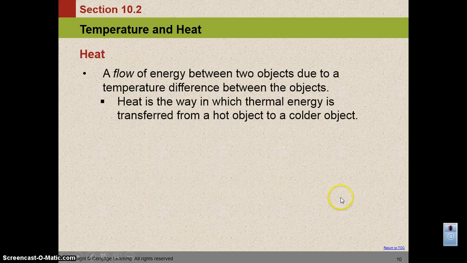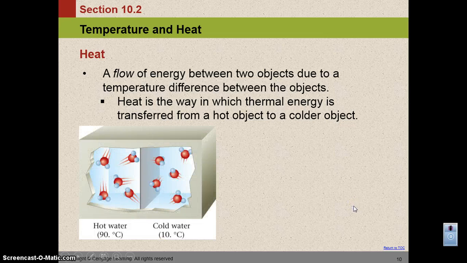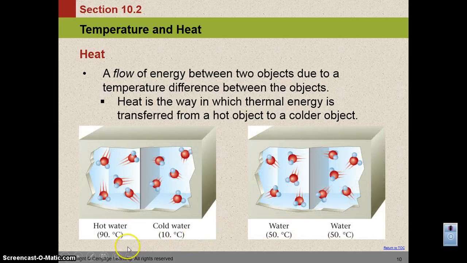Let's look at the definition of heat. A flow of energy between two objects due to a temperature difference between the objects. So heat's the way in which thermal energy is transferred from a hot object to a colder object. So we have a hot object here, so hot water at 90 degrees, cold water at 10 degrees.